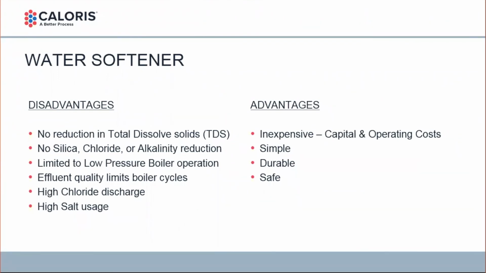Okay, some disadvantages of the water softener. There is no reduction in total dissolved solids. There's no silica, chloride, or alkalinity reduction. And it's usually limited to low pressure boiler operation. The effluent quality usually limits the boiler cycles, and it's going to have high chloride discharge and high salt usage. The advantages are it's very inexpensive to run, it's simple, durable, and it's safe.